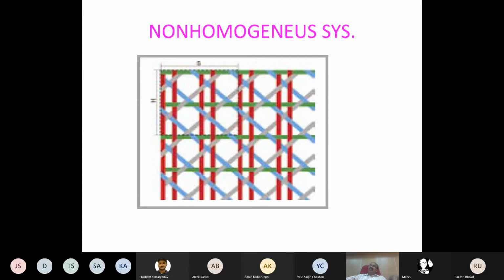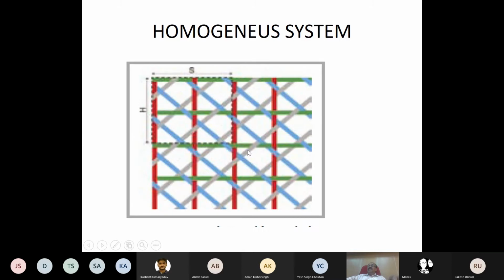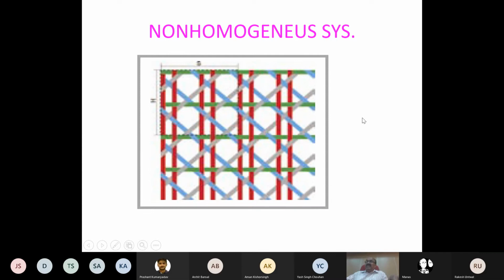This is also 3 warp, 1 weft, and this is also multi-axial, but non-homogeneous. The basic difference between this and this is only the thread spacing are not equal. That's why it is non-homogeneous. This is 3 warp, 1 weft, multi-axial, non-homogeneous fabric.